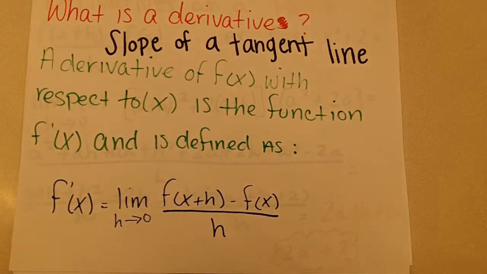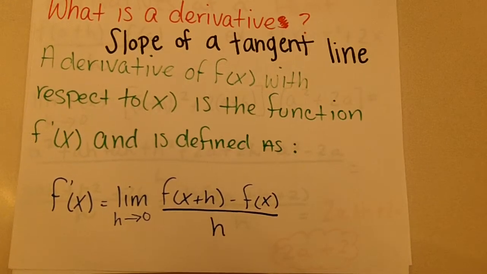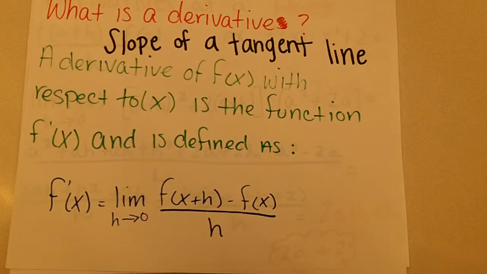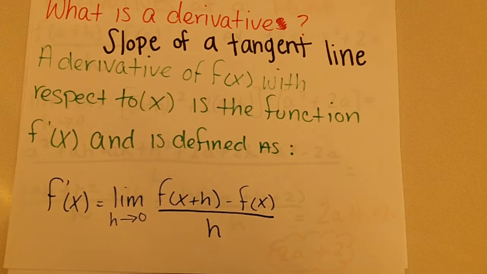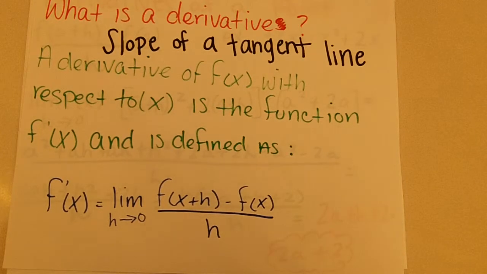A derivative is the slope of a tangent line. The derivative of f of x with respect to x is the function f prime of x, and is defined as f prime of x equals the limit as h approaches 0 of f of x plus h minus f of x, over h.